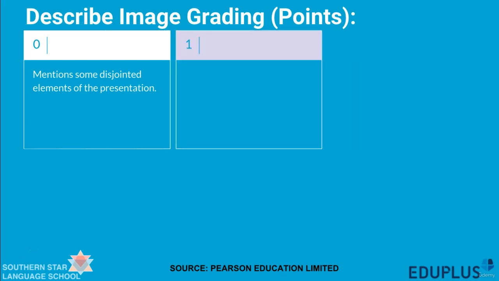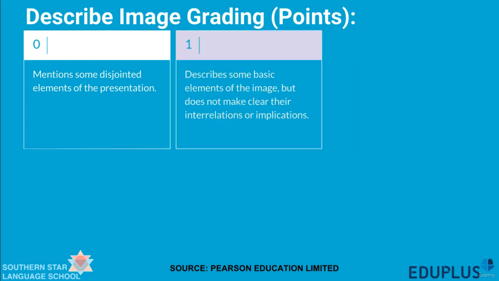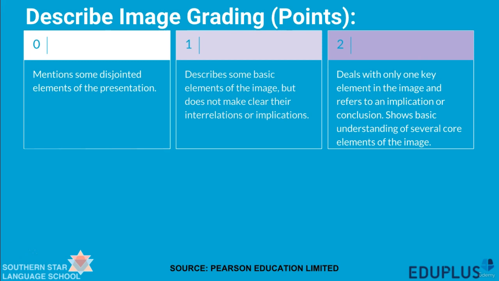You will get 1 point if you describe some basic elements of the image, but do not make clear their interrelations or implications. 2 points if they deal with only one key element in the image and refer to an implication or conclusion, as well as show basic understanding of several core elements of the image.